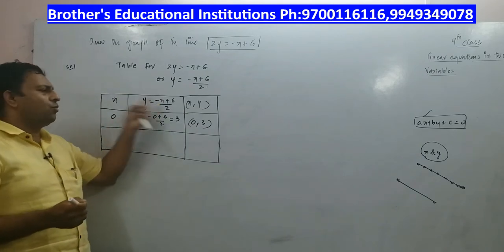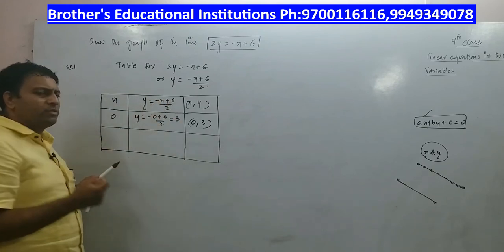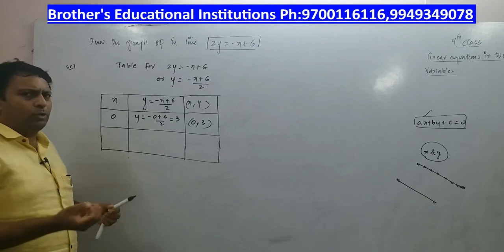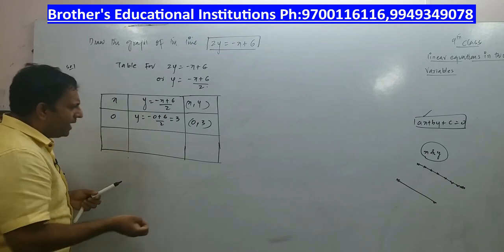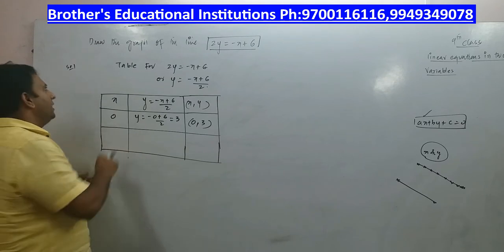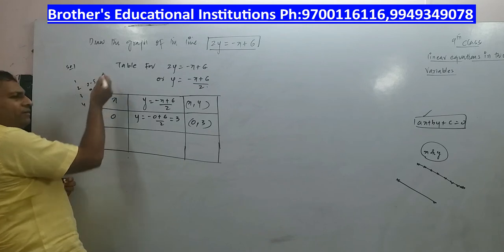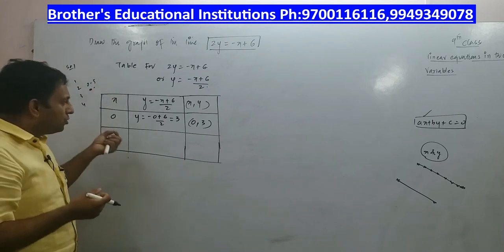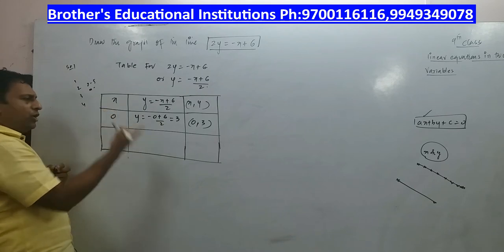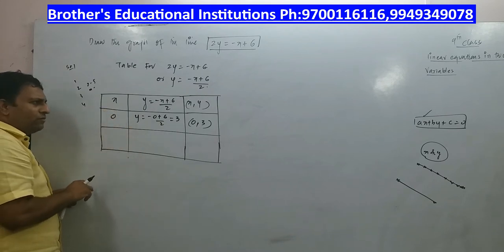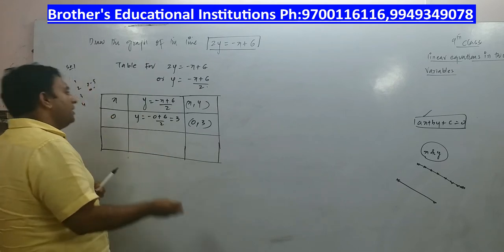Next, after 0 you can take any other values. Let us say I take 1, what will happen? It will be minus 1 plus 6. What is minus 1 plus 6? 5. 5 by 2 is 2.5. So 2.5 is a rational value. You try your best to get a whole number, meaning the number should be 1, 2, 3, 4, instead of 2.5 or 2.75. Since you are selecting these values on your own, you make a substitution wherein you try to get a whole number. If it is not possible, leave it, not a problem. But try to get a whole number.